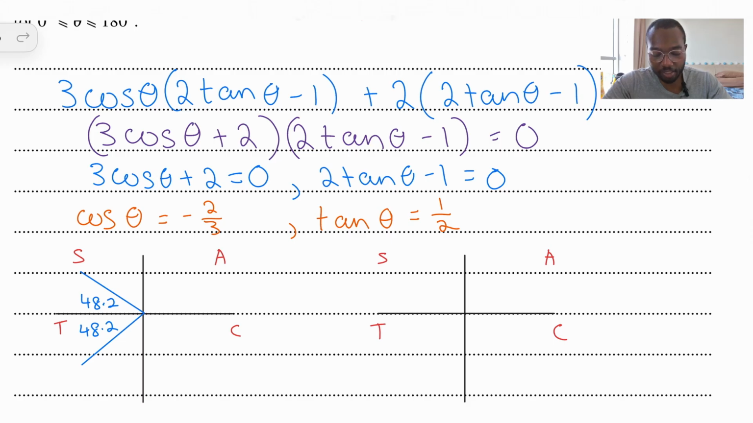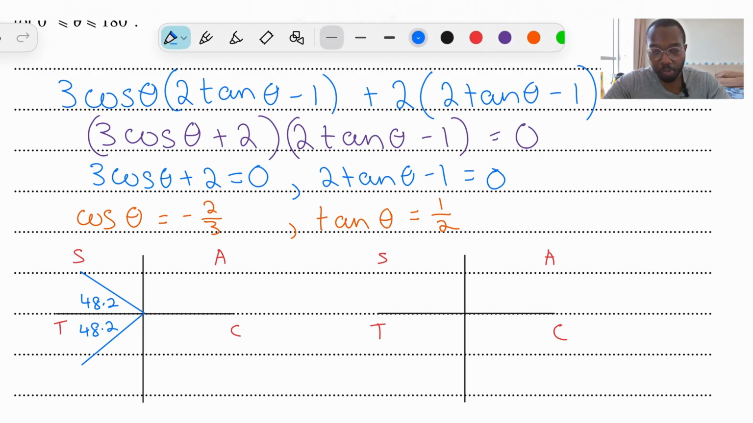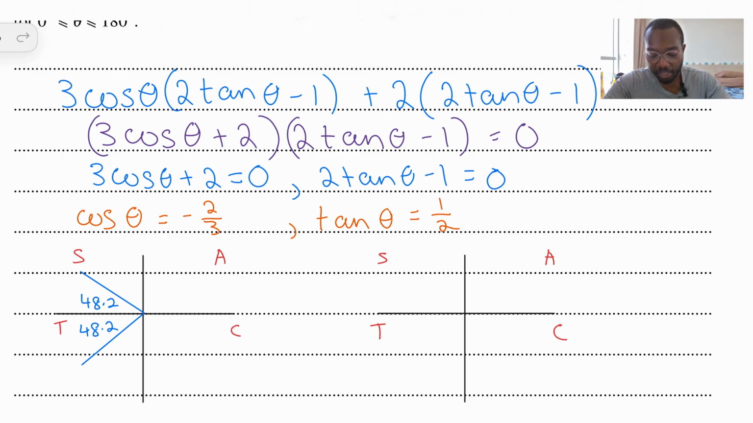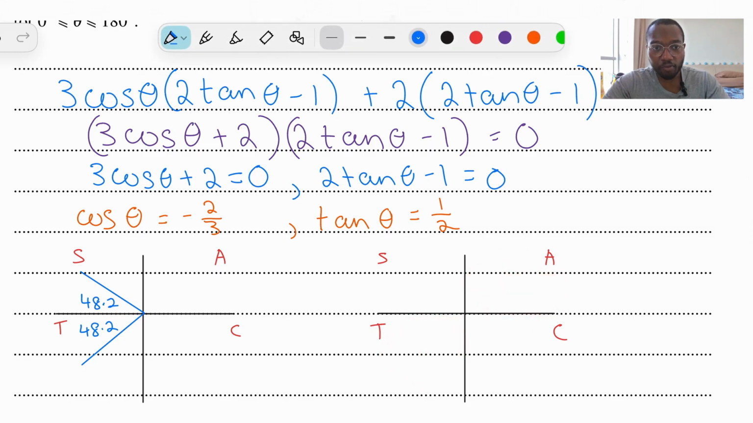And for the tan theta, okay, tan theta is positive. So because tan theta is positive, okay, we know that we're going to be in this region here, and we're going to be in this region here. So if you do the inverse of tan of a half on your calculator, you will get, to 1 decimal place, 26.6, okay? So we do a 26.6 there and another 26.6 here.